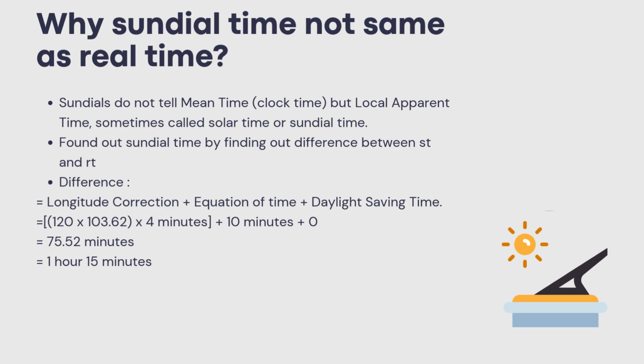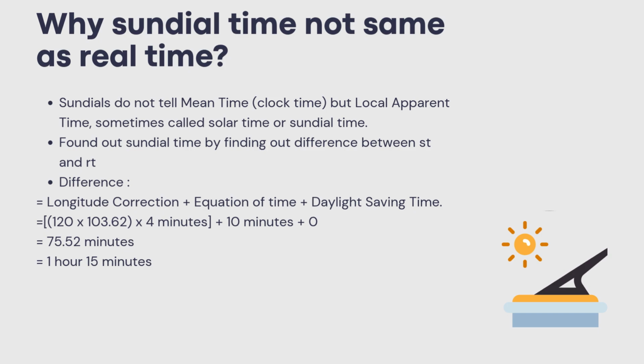This is because a sundial does not tell the mean time, which is the clock time, but the local apparent time, which is sometimes called solar time or sundial time. So that means both times will not be the same, but the difference can be found out by finding the difference between the solar time and the real time. So from the prescription, this is the formula that we use to find the difference between the solar time and the real time.